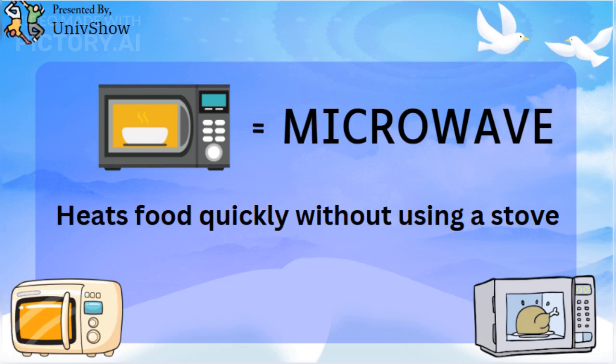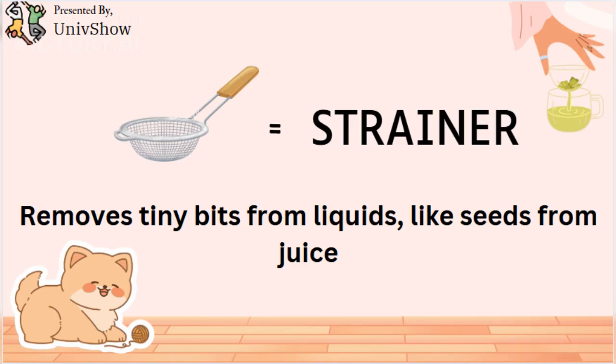Now going to the next tool, and that is microwave. The spelling is microwave. Heats food quickly without using a stove. Next tool is strainer. The spelling is strainer. Removes tiny bits from liquids like seeds from juice.